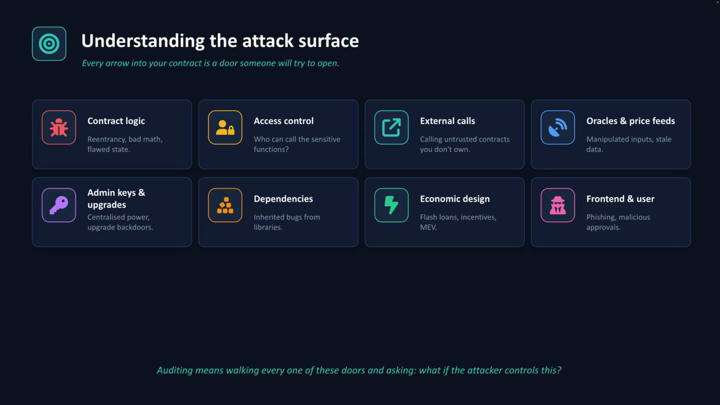You have to identify all the doors through which the attacker can enter, and then you have to ask the question to yourself, what if the attacker controls this? The answer to that question becomes your audit findings, and that hardens your smart contract code.